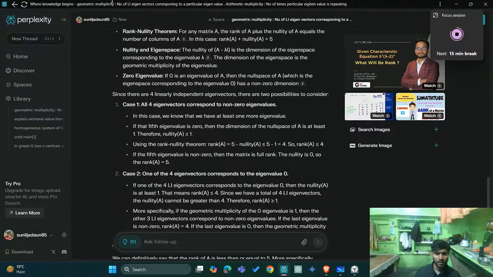If the fifth eigenvalue is non-zero, then the matrix is full rank. The nullity is 0, so rank is equal to 5.